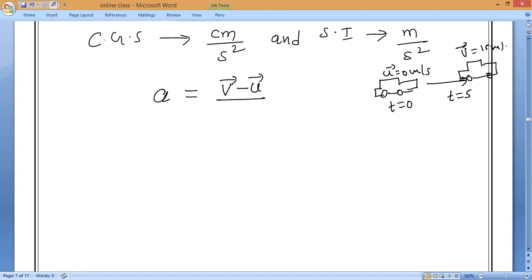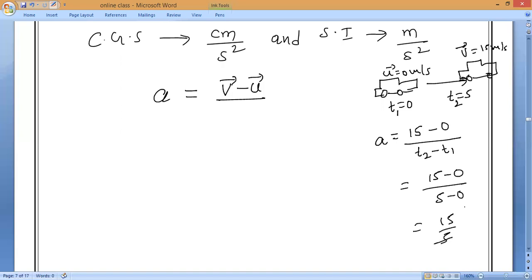15 meter per second. Now, what is this acceleration? Tell me, anybody. Acceleration is equal to what? Final velocity, that is 15, minus initial velocity, 0, divided by final time. Yes or no? T2, this is T1. So final time minus initial time. So what will come? 15 minus 0 divided by 5 minus 0, which is equal to 15 by 5.